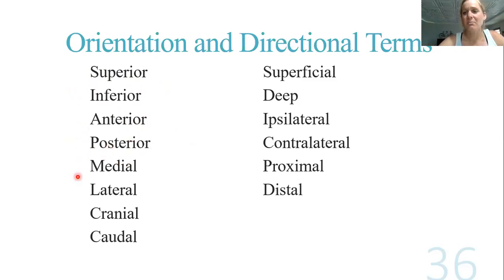Okay. If something is medial, it's closer to the midline. So the midline of your body, just imagine that you had a line that went straight down the very center of your body. So if something is medial, it's closer to the midline. If something is lateral, it's further away from the midline. If something is cranial, it's closer to your head or your cranium. If something is caudal, it's closer to your tail or your tailbone, or the most posterior inferior portion of your hips.